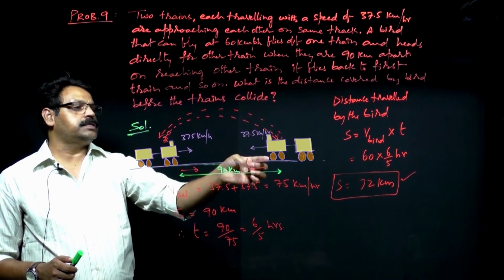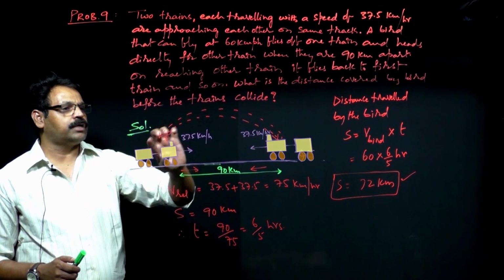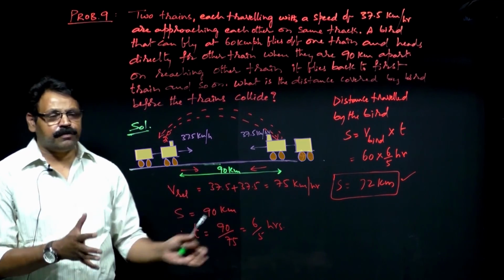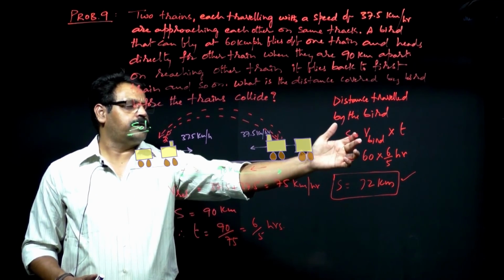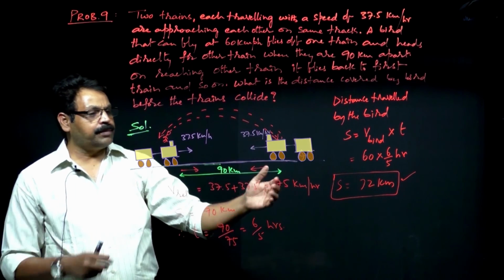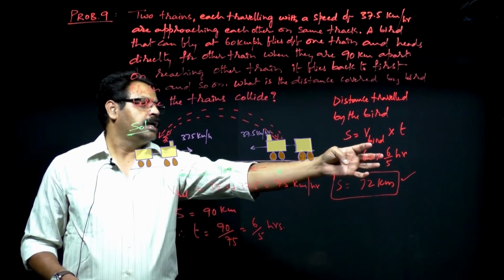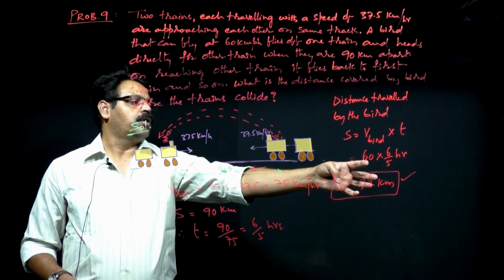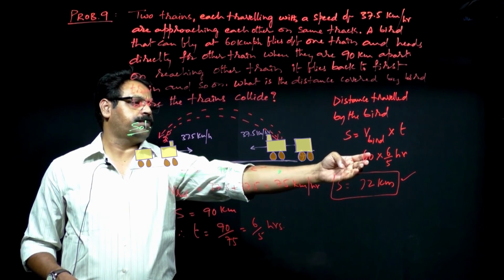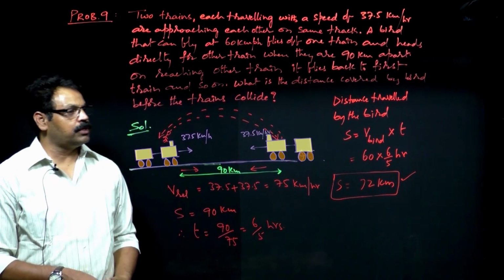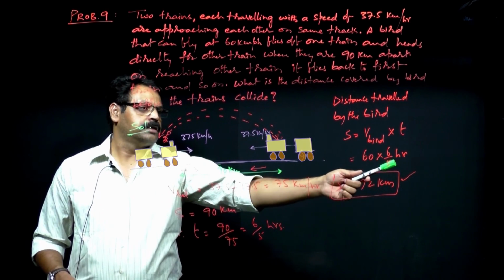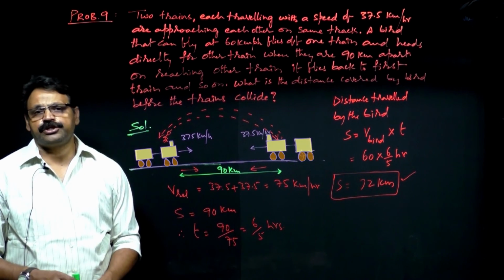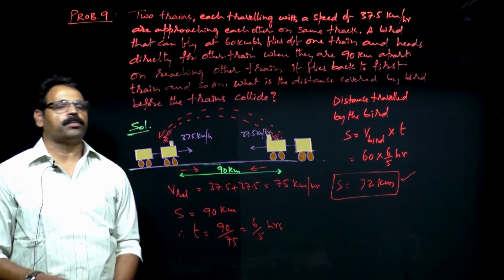During this time, the bird is making to and fro motions from one train to the other. Therefore, the total distance traveled by the bird is the velocity of the bird multiplied by the time taken before the collision. The velocity of the bird is given in the data as 60 km per hour, and the time for the collision is 6 by 5 hours. Substituting this, you get 72 kilometers as the distance traveled by the bird. This is how the problem can be solved.